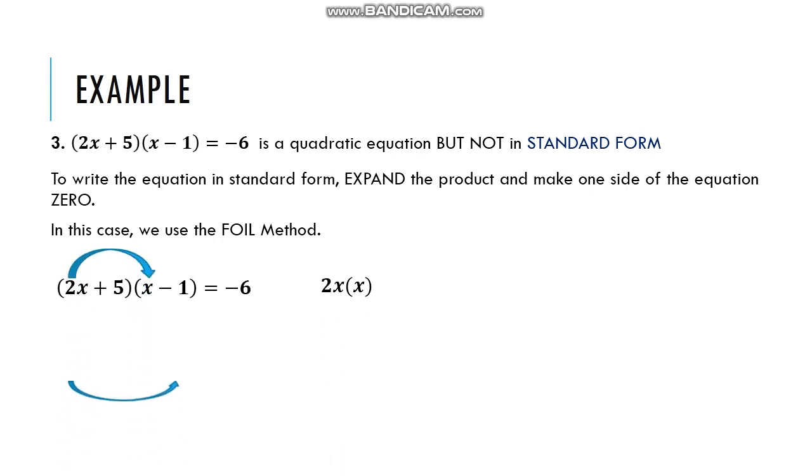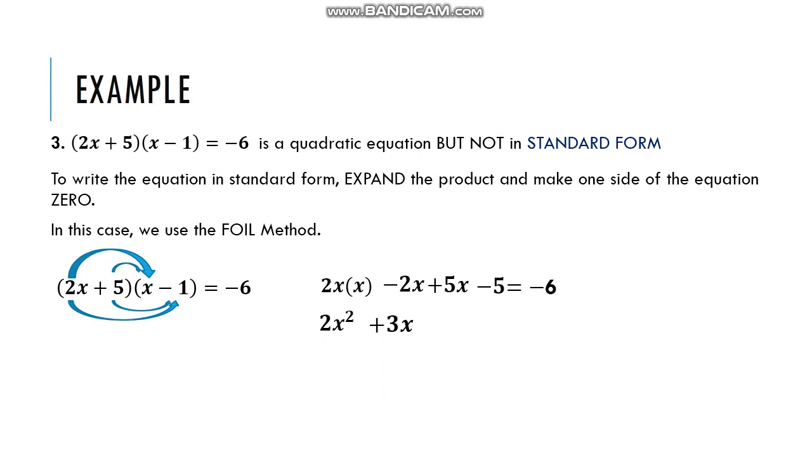2x times x, 2x times -1, 5 times x, 5 times -1, and copy -6. 2x times x, we have 2x². Combine like terms: -2x + 5x, we have positive 3x, and copy -5 and -6. Apply additive inverse. 2x² + 3x - 5, copy, + 6 = -6 + 6.